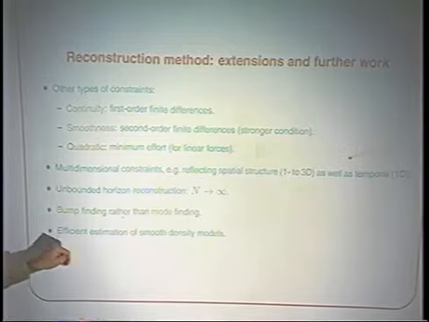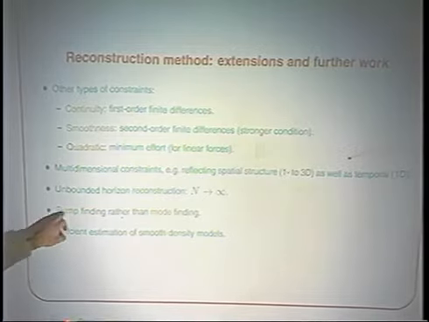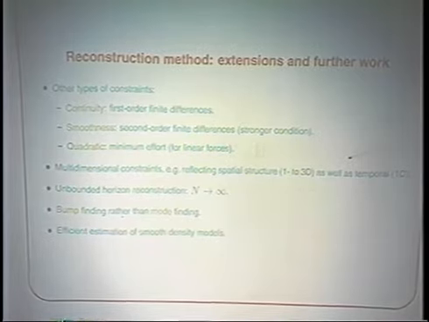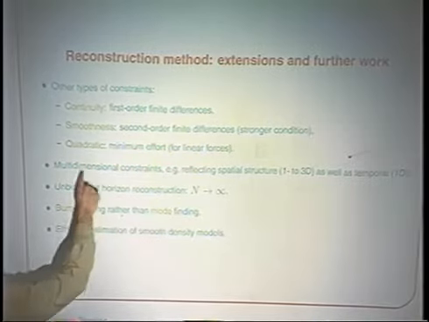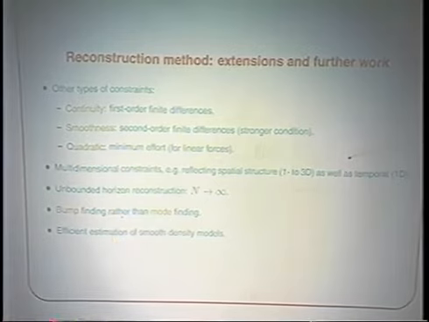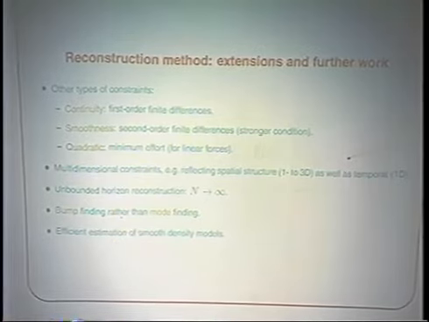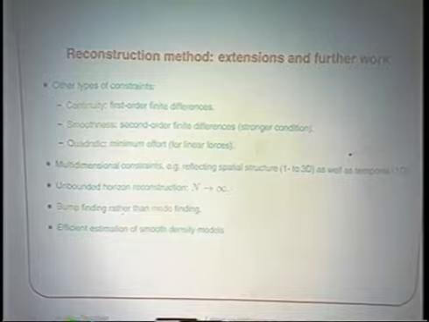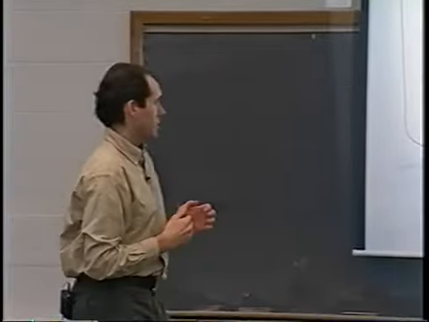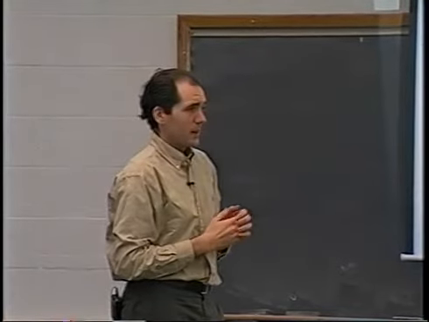Efficient estimation of smooth density models, as I mentioned. And then this is, for me, perhaps the most interesting approach. Instead of looking for the modes, which sometimes can be misleading if you have ripple, like this, what you really want to look at is the whole bump. But identifying the bump is not even well defined. A mode is very well defined. You have zero gradient there. But a bump is more difficult to define, but it probably would be more useful.